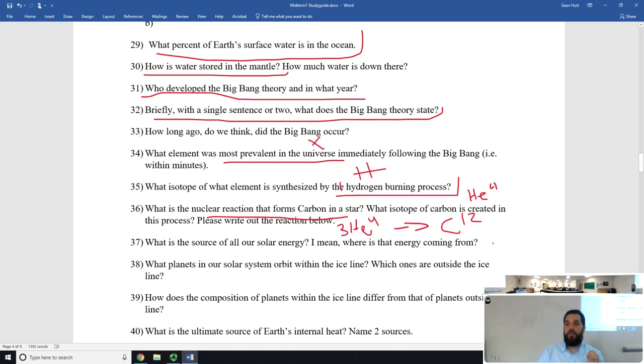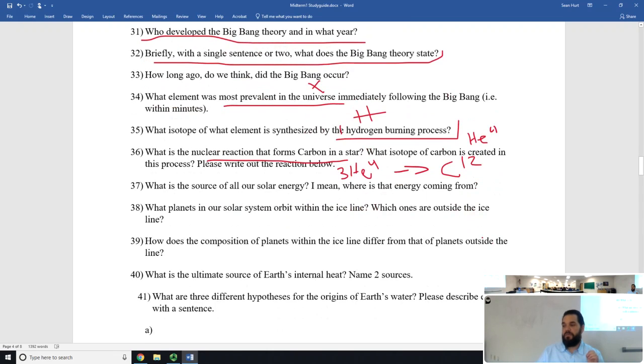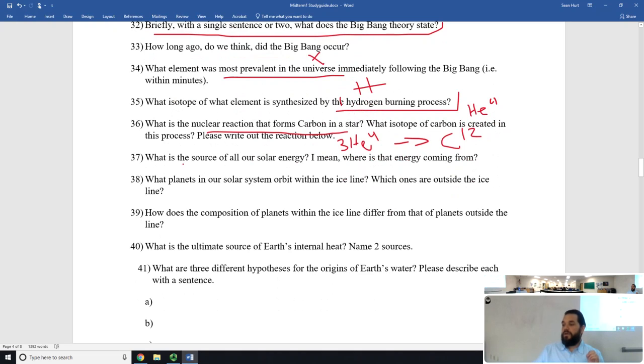Okay, and that's where all of our carbon comes from. Not all of it, but most of it. Okay, what is the source of all our solar energy? It's these stellar nucleosynthesis processes, where there's fusion of hydrogen, fusion of helium, and other elements in the core of a star. So that's what's releasing all the energy and gives us all our lovely sunshine, right? So it's all hydrogen. Mostly it's hydrogen fusion.